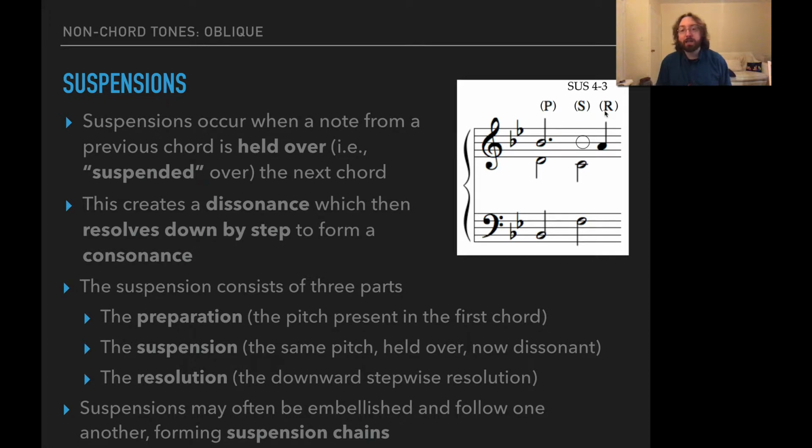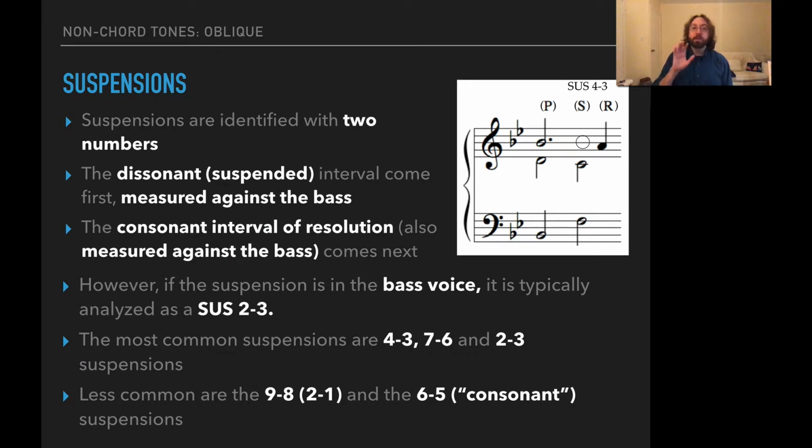Suspensions may often be embellished and can follow one another, forming suspension chains. These are really effective. They happen all over the place, especially in Baroque literature. They are just great. Now, when we do identify a suspension and talk about it being a non-chord tone and we're marking our music, we're going to identify it with two numbers. So we're going to include the dissonant or suspended interval first, and it's going to be measured against the bass.